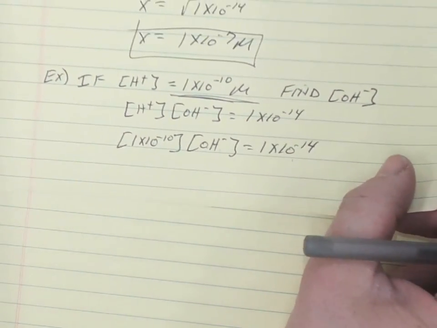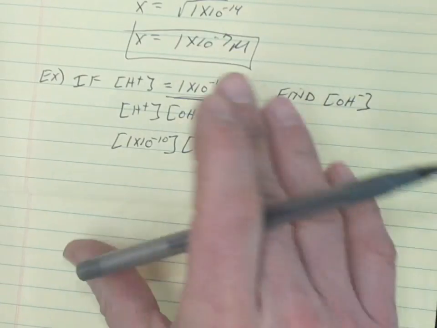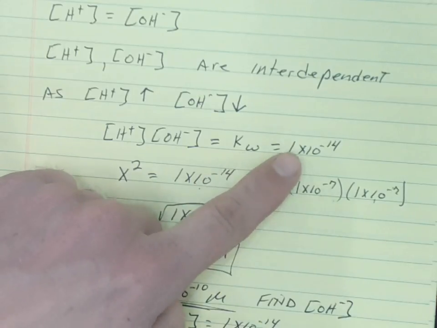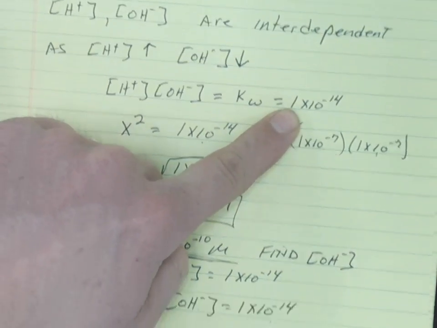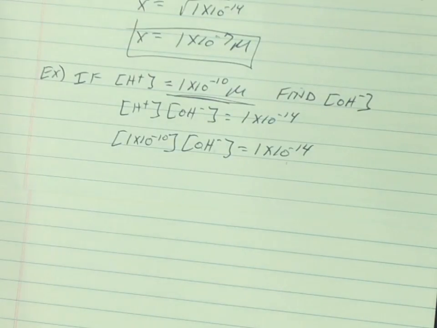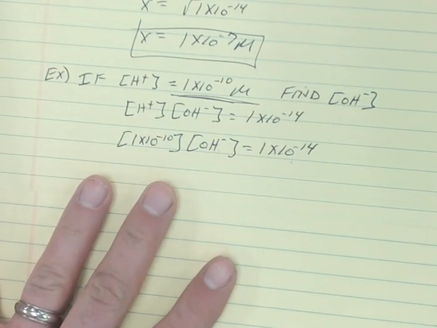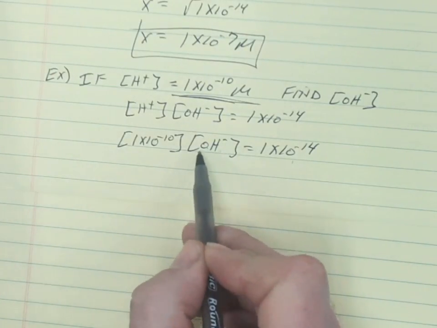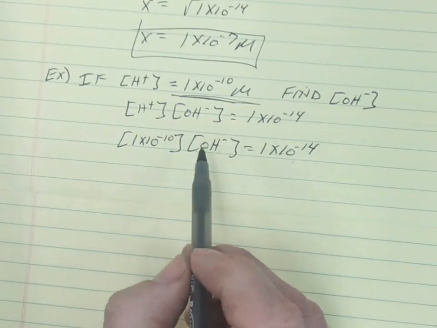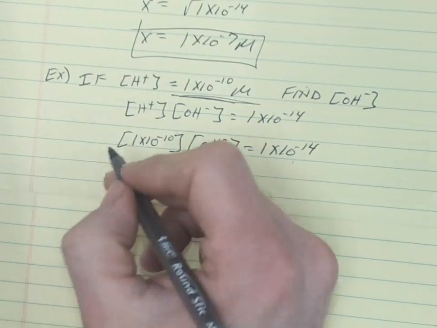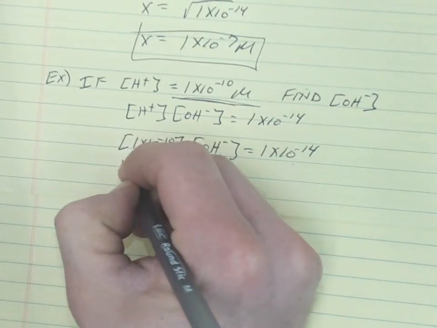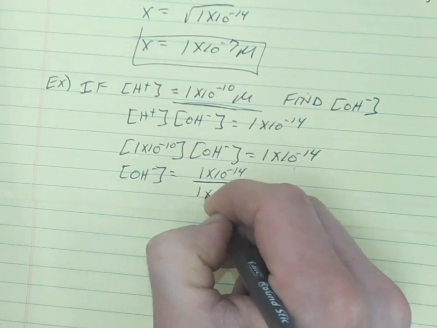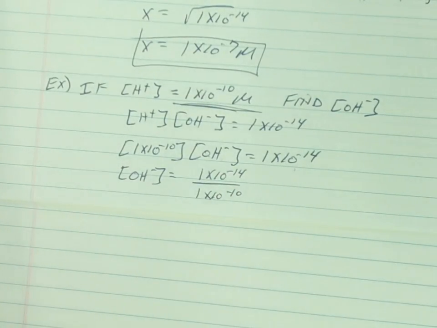Good question. By definition, you're always going to set H plus times OH negative equal to this constant called Kw, and that is the value 1 times 10 to the negative 14. So that is a constant that you'll always use in these problems. Now you're going to solve this expression for your unknown, OH negative. So we have to divide both sides by what? Yes, you're right, 1 times 10 to the negative 10th. Divide both sides by 1 times 10 to the negative 10th.